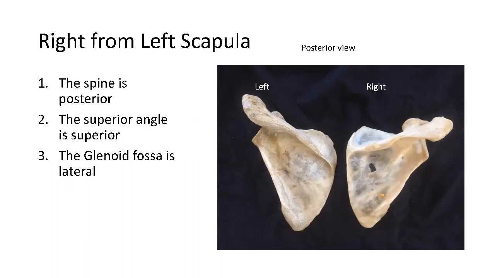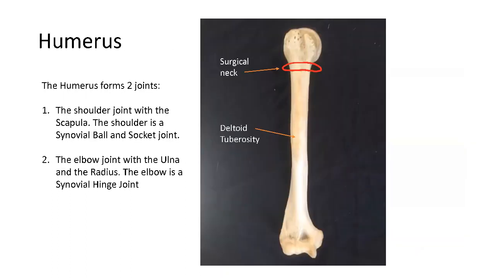The scapula is one of the easier bones to tell right from left, but it's still a potential exam question, so it's good to know. The humerus. The humerus is the bone of the arm. And here I put on, with the full bone, two very important landmarks that are pretty much only seen on the full bone. We do have the shoulder joint again, which I reiterated is a ball and socket, and the elbow joint with both the ulna and the radius is a synovial hinge joint.